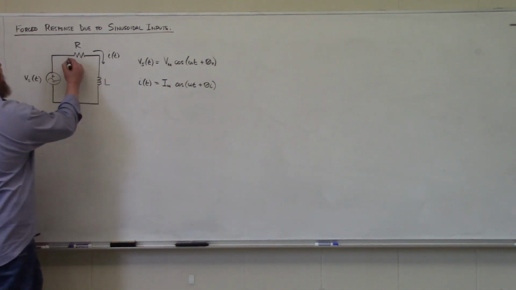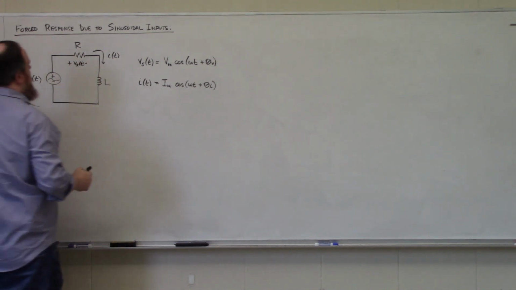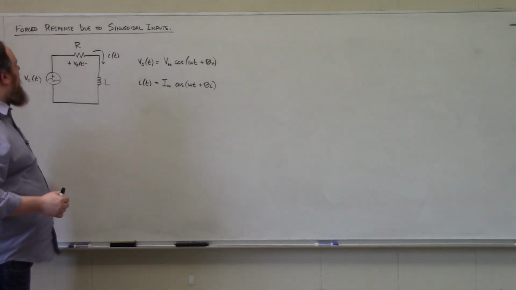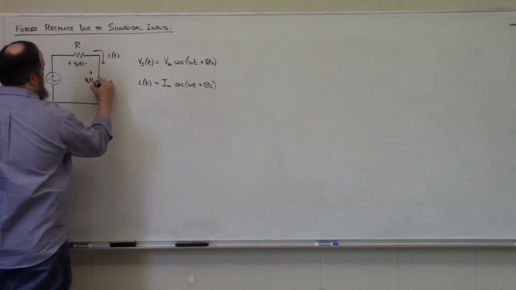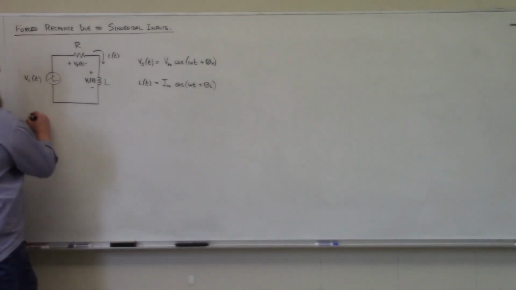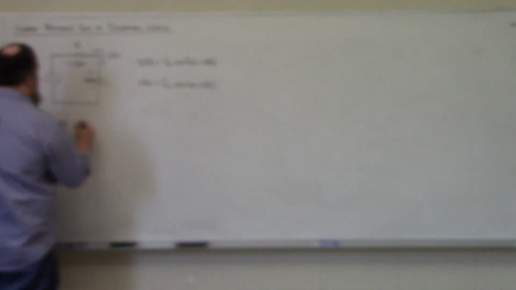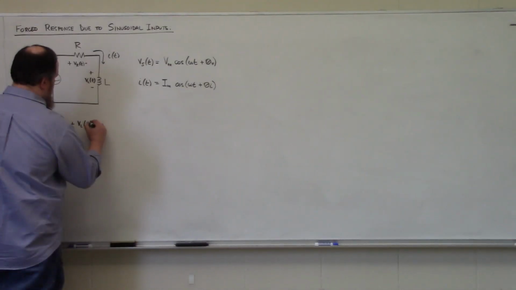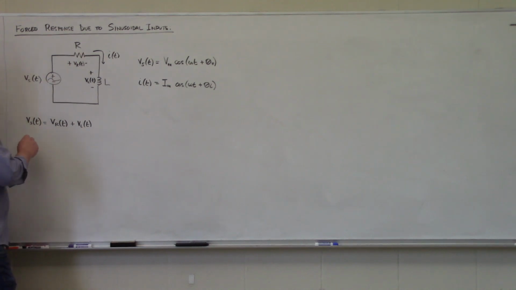So I can define the voltage drop over my resistor to be Vr of t, positive polarity on the left because I want my current I of t flowing into the positive polarity terminal. Similarly, here is VL of t, positive polarity on top. If I apply Kirchhoff's voltage law around this loop, I can see quite easily that Vs of t is equal to Vr of t plus VL of t.